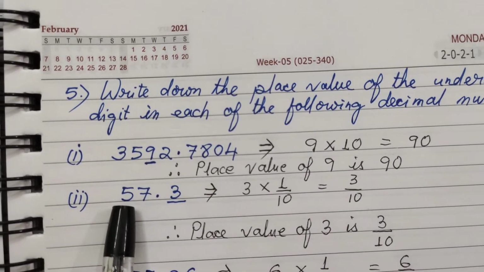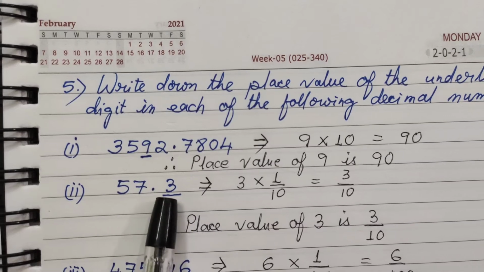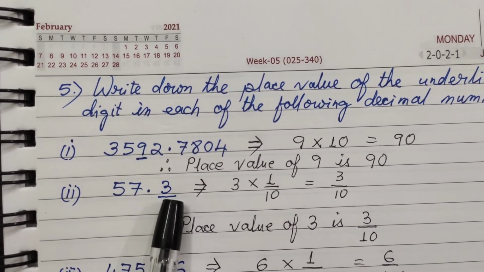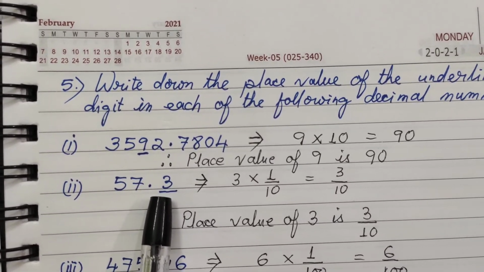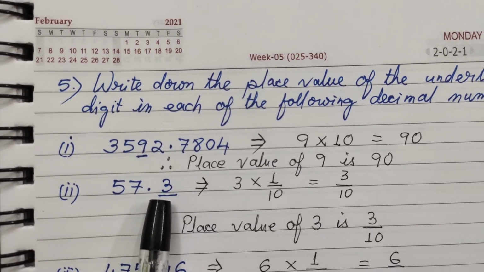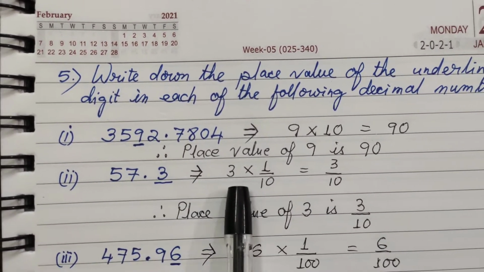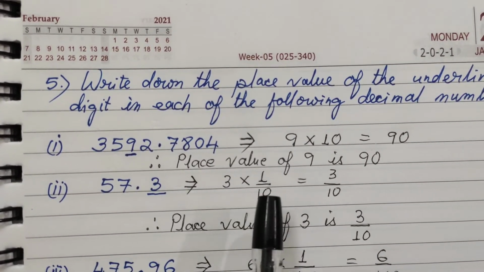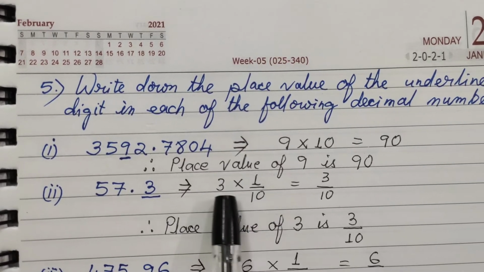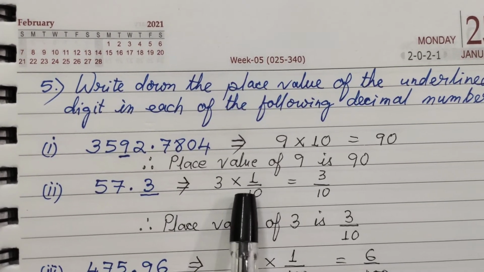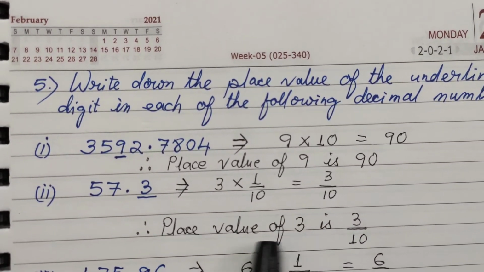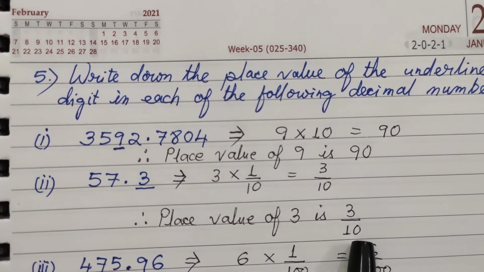Next question, you have the next decimal number 57.3. 3 is underlined. Remember, after the point, the first digit towards the right side is the 10th position. 10th means 1 by 10. So 3 is in the 10th position. So we will multiply 3 with the position in which it is. That is 1 by 10. So 3 into 1 by 10 is 3 by 10. So the place value of 3 in this particular decimal number is 3 by 10.